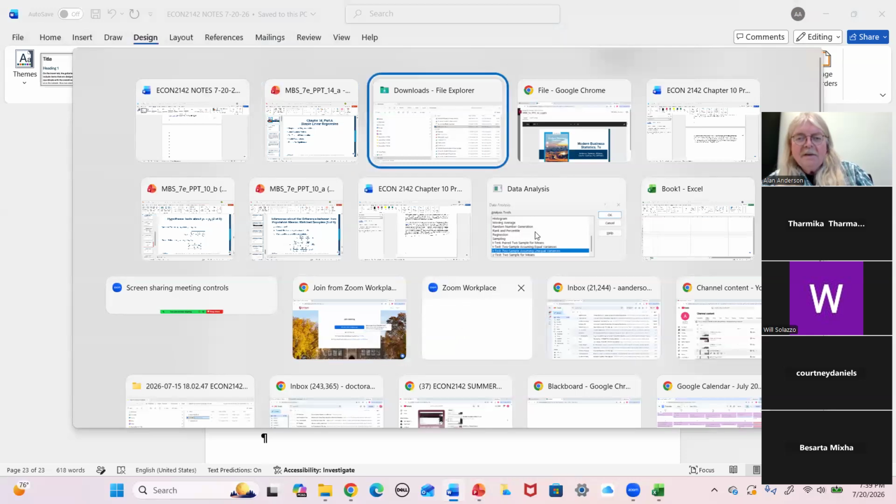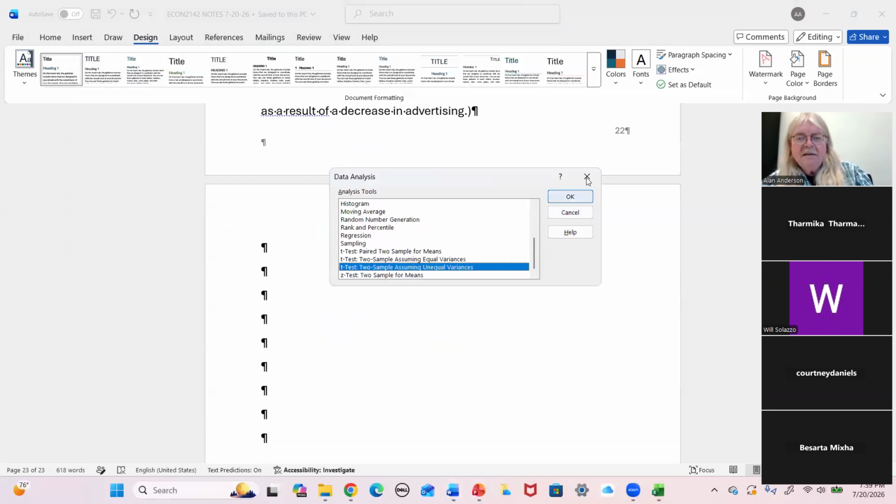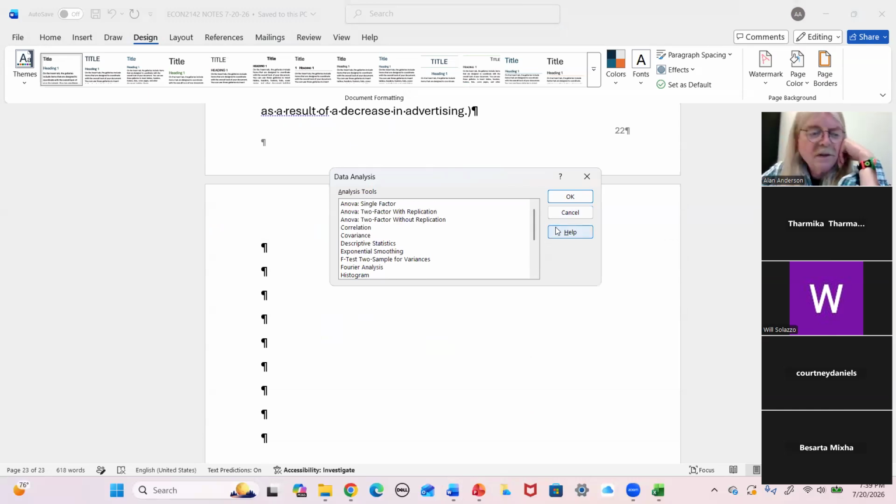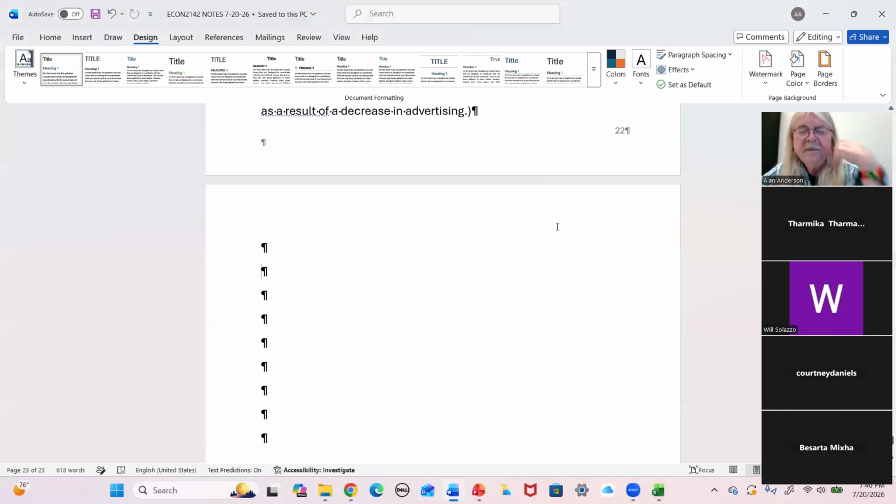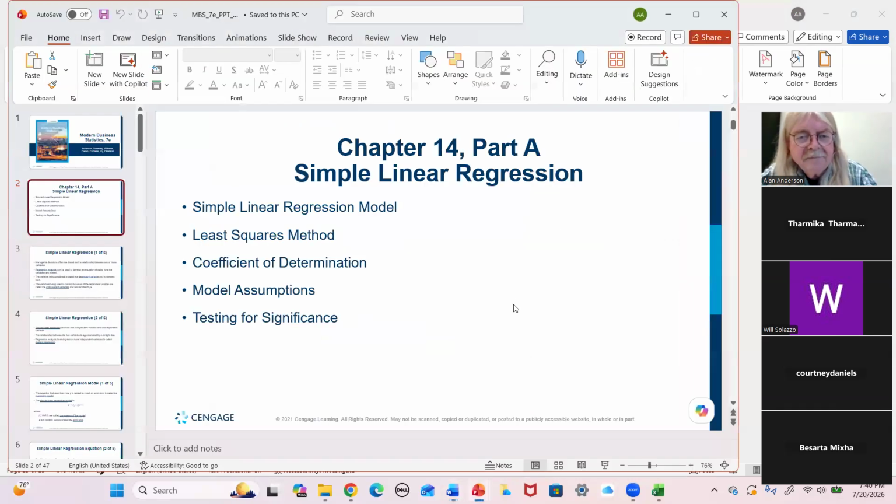All right, so why don't we take a peek? Oh, by the way, we'll see later on that the data analysis toolpack can help us with this too. We're going to see multiple ways of getting our results with the calculator as well as with Excel. One or two of the ways do not involve the data analysis toolpack, and one or two of them do.